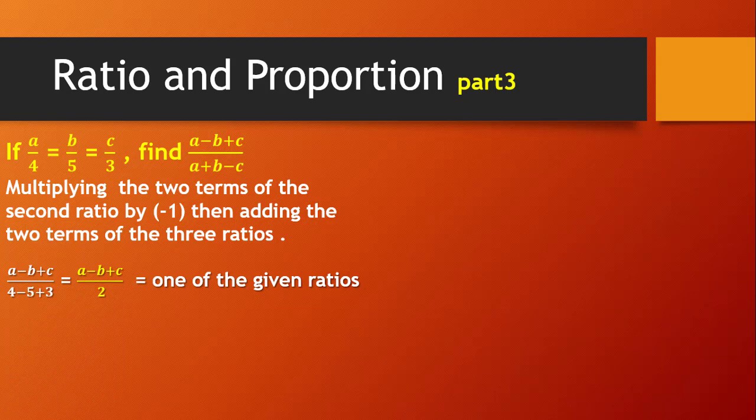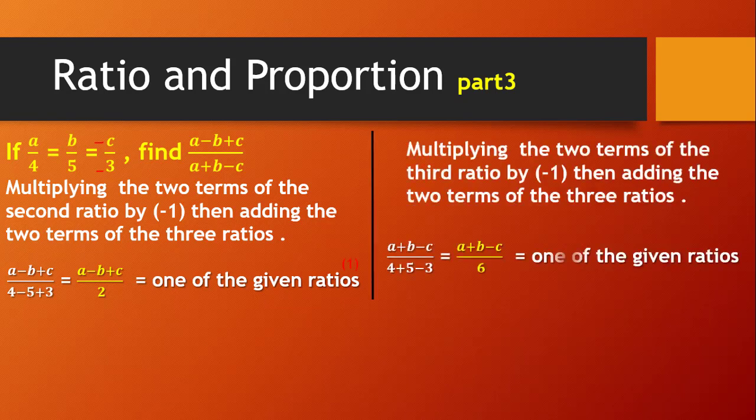I look at the denominator now. A plus b minus c. So I'll multiply the third by negative 1, then I'll add. So now I have a plus b minus c over 4 plus 5 minus 3. 4 plus 5 equals 9. 9 minus 3 equals 6. So a plus b minus c is also one of the given ratios.